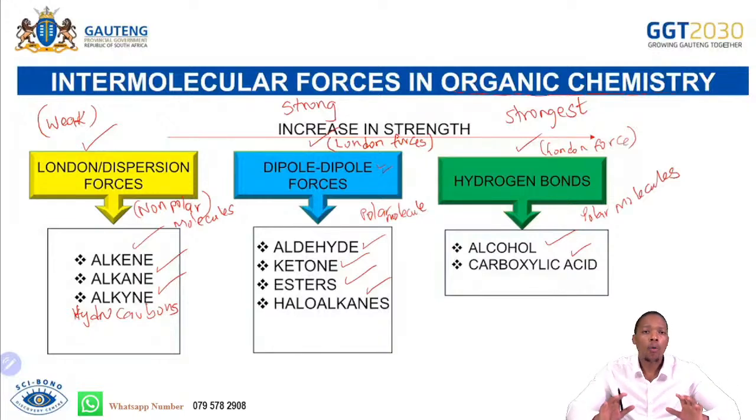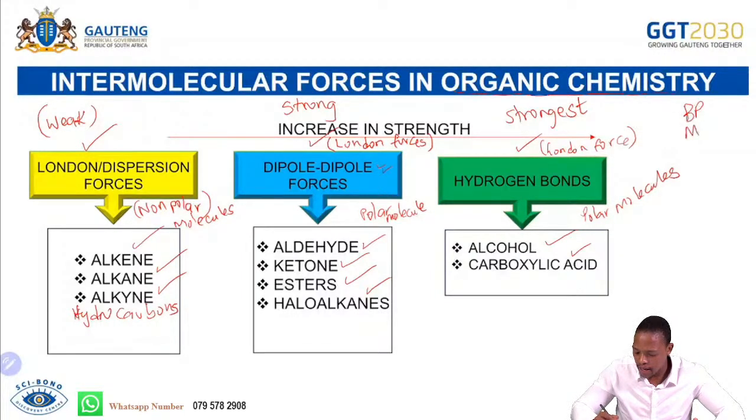Now we need to know a relationship between the intermolecular forces and the physical properties. What physical properties? It's the BP, it's the MP, it's the visco, and then it's the VP. Remember that? BP, MP, visco, VP. Always try and abbreviate it like that. Boiling point, melting point, viscosity, and vapor pressure.